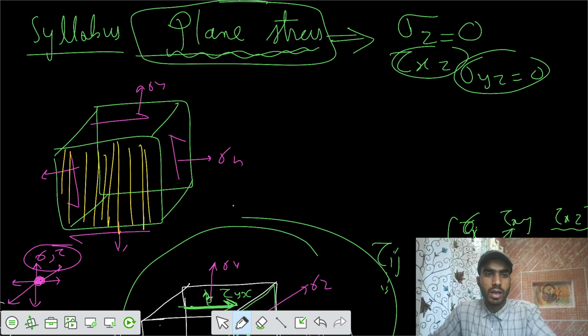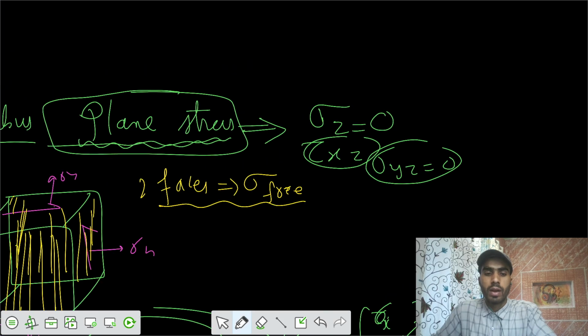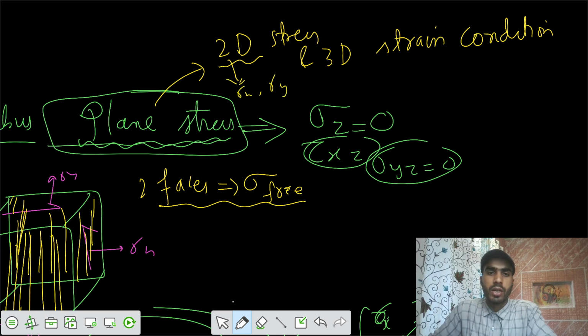So if we see that out of the 6 faces of the cube, 2 faces are without stresses. We can say 2 faces are stress free. So we also call it a 2D stress and 3D strain condition. That means you are not applying stress in the third direction. You are applying stresses only in sigma x, sigma y, and tau xy, but you are not applying sigma z. But strain is developed because of the Poisson ratio.